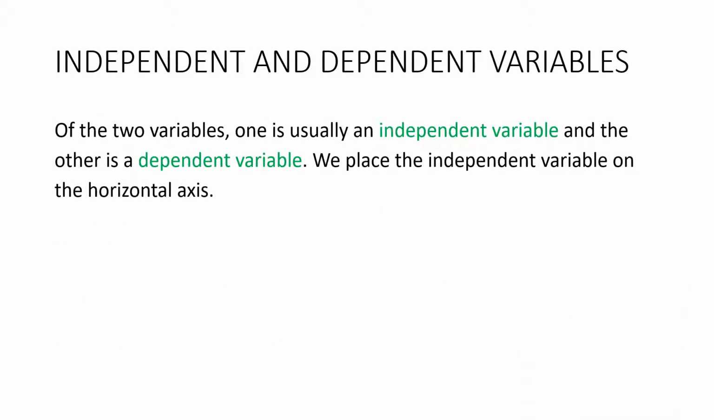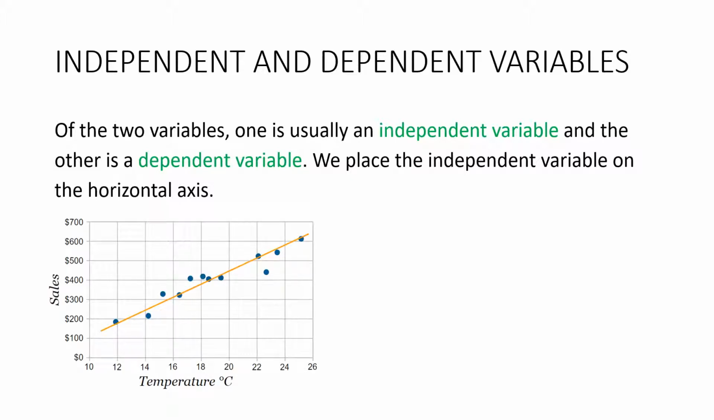Of the two variables, one is usually an independent variable and the other is a dependent variable. And we always place the independent variable on the horizontal axis. So in this case here, we've got a study about the outside temperature and what happens with the sales. So as the temperature increases, the sales pretty much go up. In this case, the temperature is the independent variable. Nobody is controlling it. It is what it is. The temperature is controlling the sales. So sales is dependent on temperature. So here's our independent variable and our dependent one.